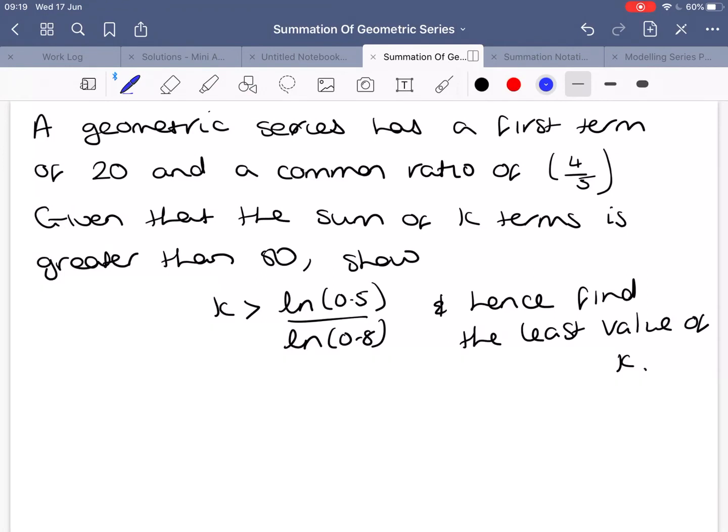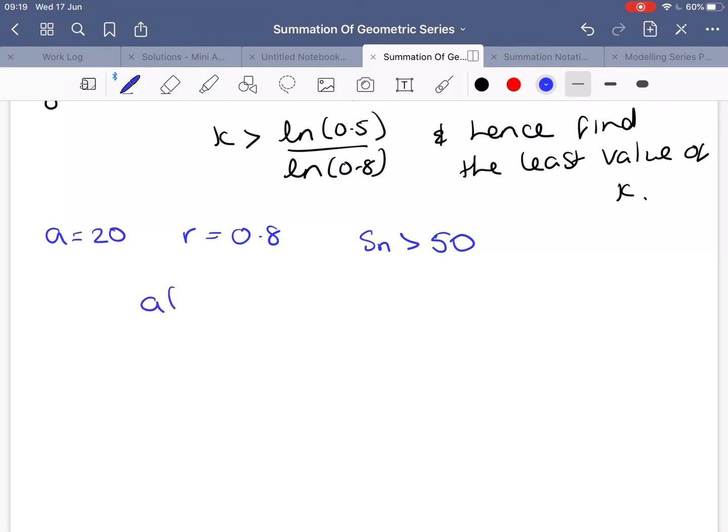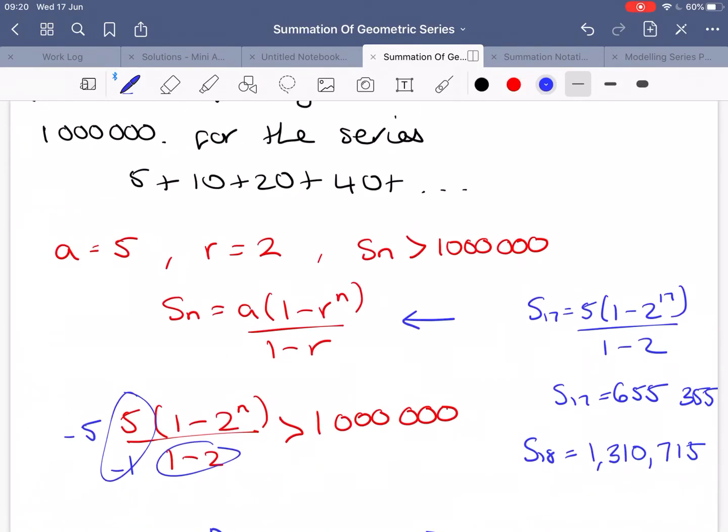Right, and then we might have a question like this. It's getting you to show something and then hence find the value of k. So a geometric series has the first term of 20, a common ratio of 4/5, which I'm going to write as 0.8 because the answer's in decimals anyway. And we want to know when S n is greater than 50. So again, we want to know when a times 1 minus r to the n over 1 minus r is greater than 50. Oh, I've just remembered what I did.